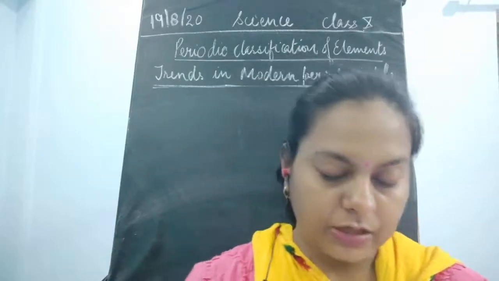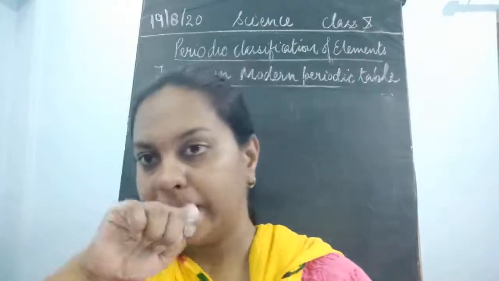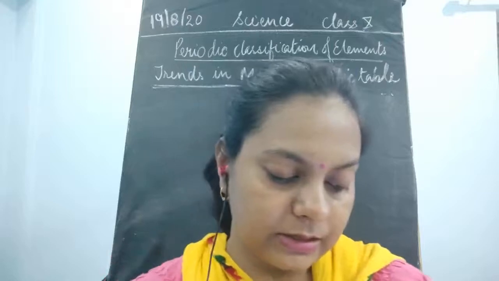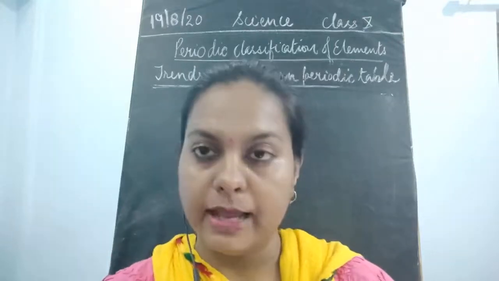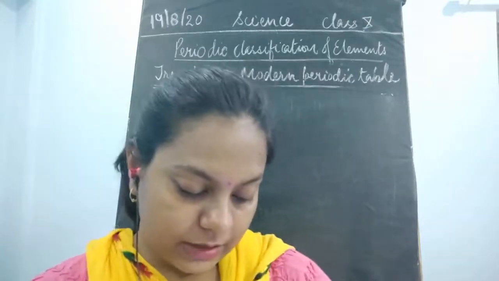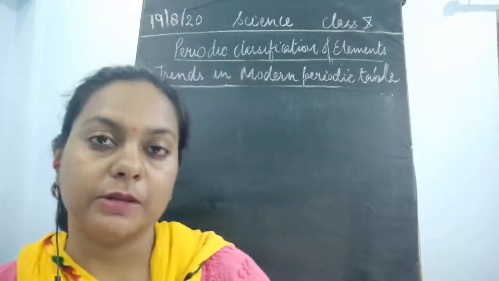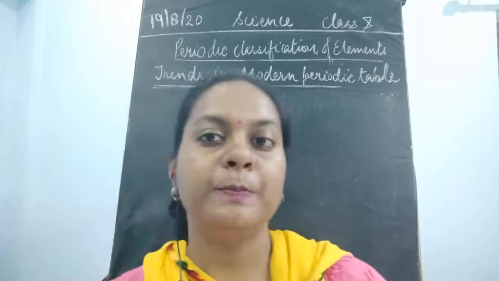Alkali metals are most electropositive. The tendency of an element to accept electrons to form anions is known as electronegative or non-metallic characteristic of an element. Just now I discussed the meaning of the words electropositive and electronegative.